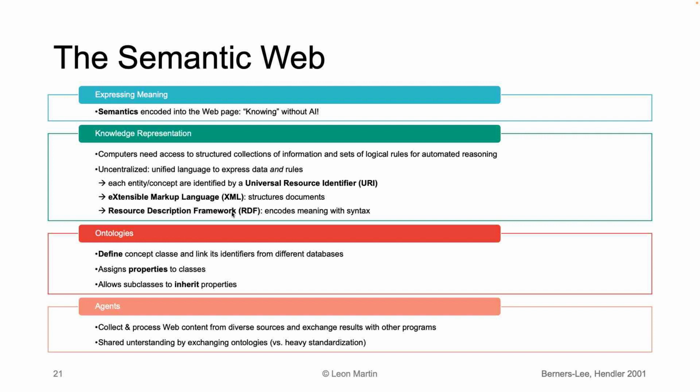So there are 4 key components of the semantic web. The first thing is what I've talked about already a lot, which is semantics. So how is meaning expressed, and how can we encode meaning inside a document or a web page, so we can enable knowing without artificial intelligence.